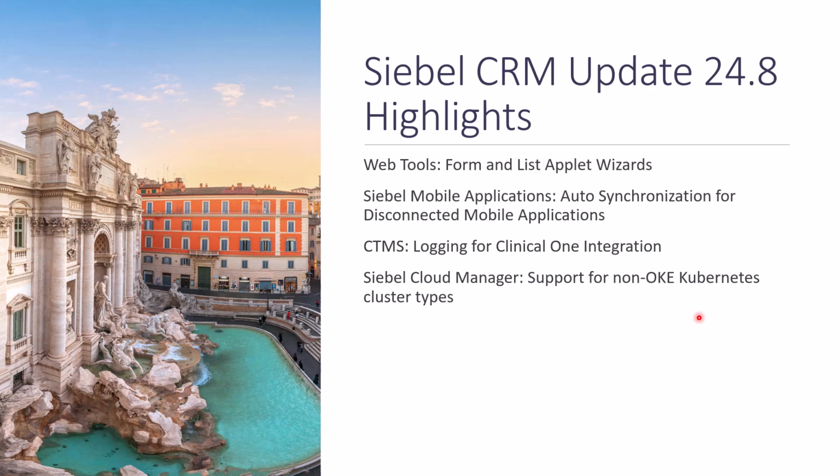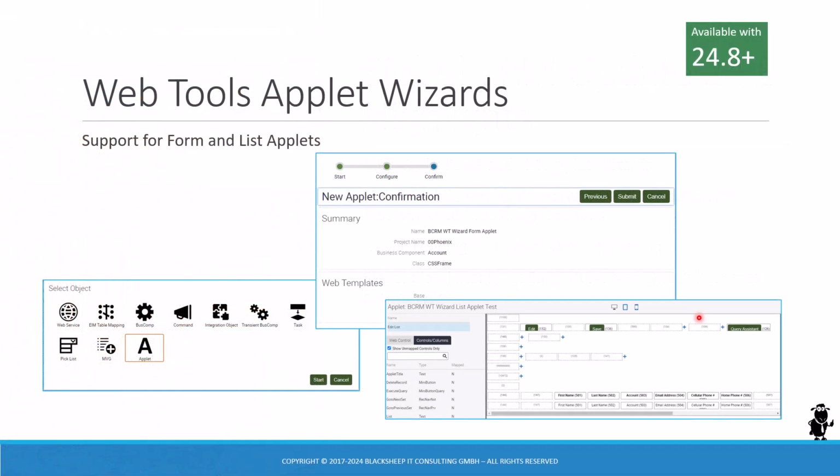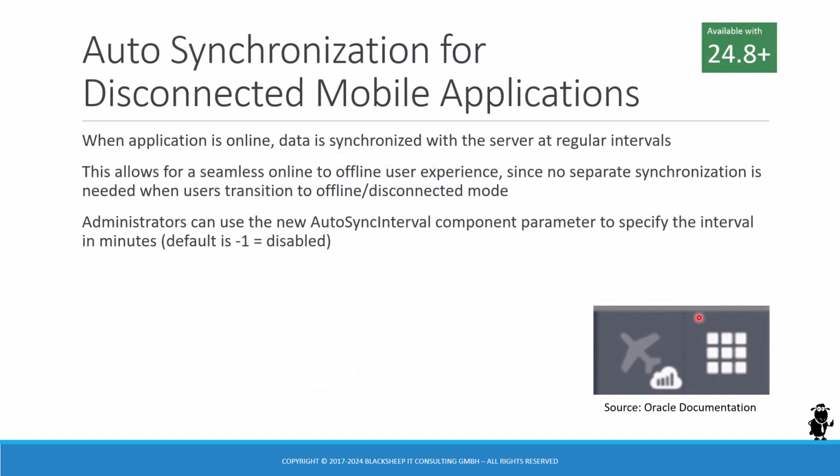In 24.8, we saw another round of wizards being added to web tools. We saw an enhancement for Siebel mobile applications, another enhancement for CTMS, and another great announcement for Siebel Cloud Manager. So a lot happened in summer. We got 2 new wizards, Form and List Applet Wizard, into web tools, so the wizard count in web tools goes up steadily. We got automatic synchronization for disconnected mobile applications.